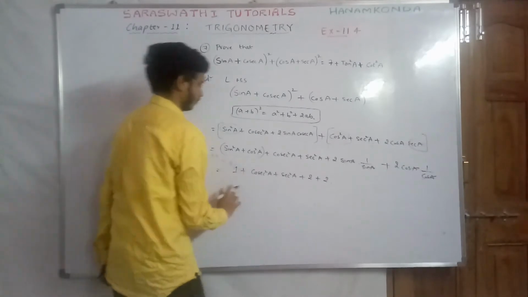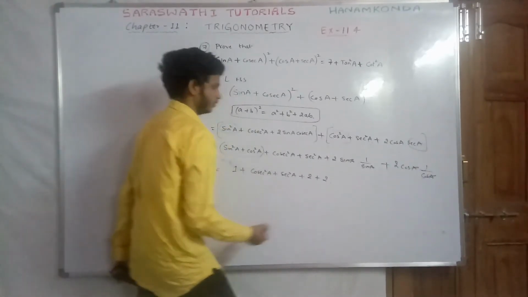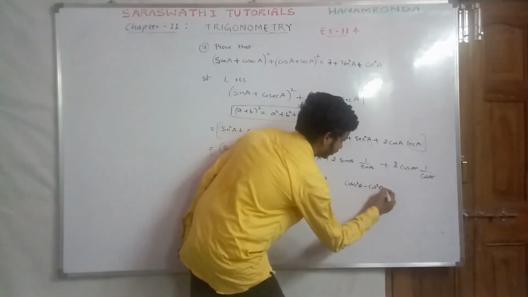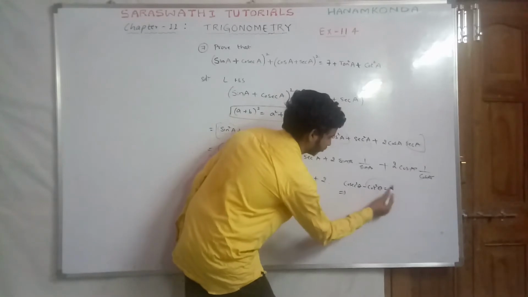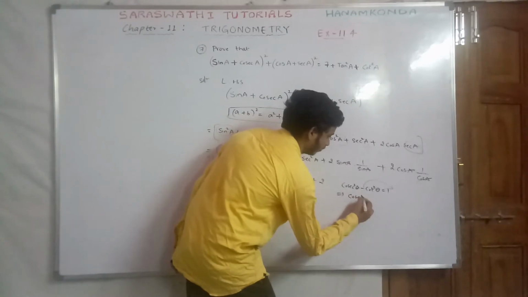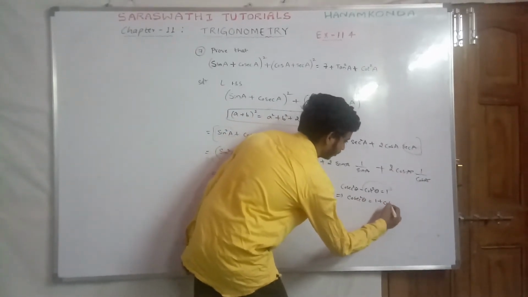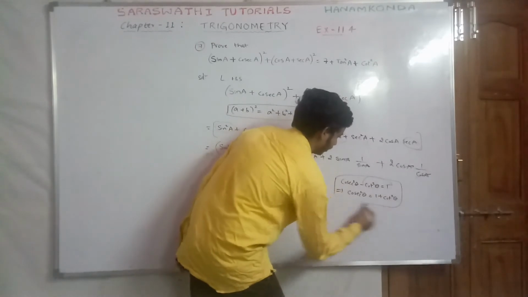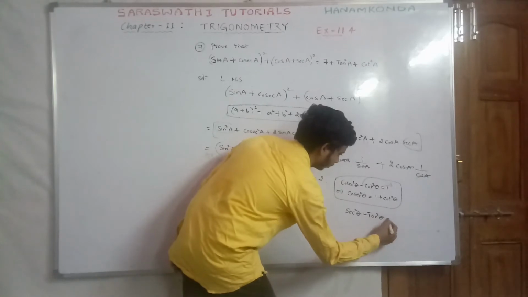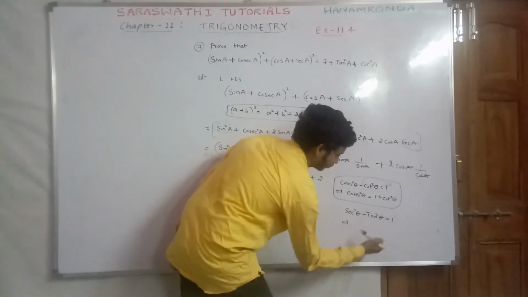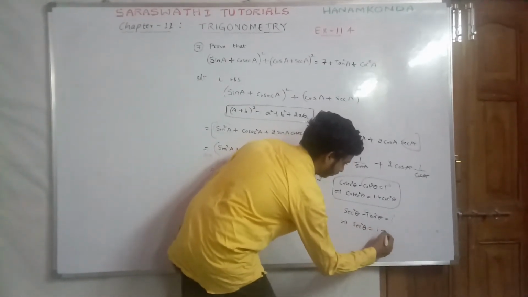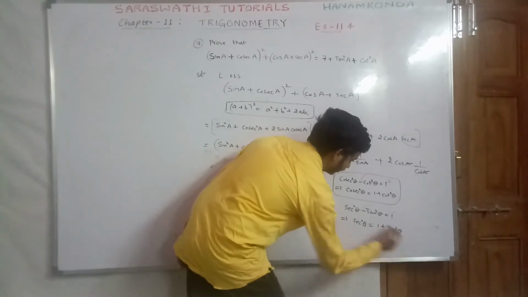Okay, so here in place of cosec² a, we know the identity cosec² θ − cot² θ = 1. So from this, minus cot² θ goes to the right side and becomes plus cot² θ. That means cosec² a = 1 + cot² θ. Okay, similarly we have another identity sec² θ − tan² θ = 1. So from this, minus tan² goes to the right side and becomes plus tan². Okay, so that means sec² θ = 1 + tan² θ.